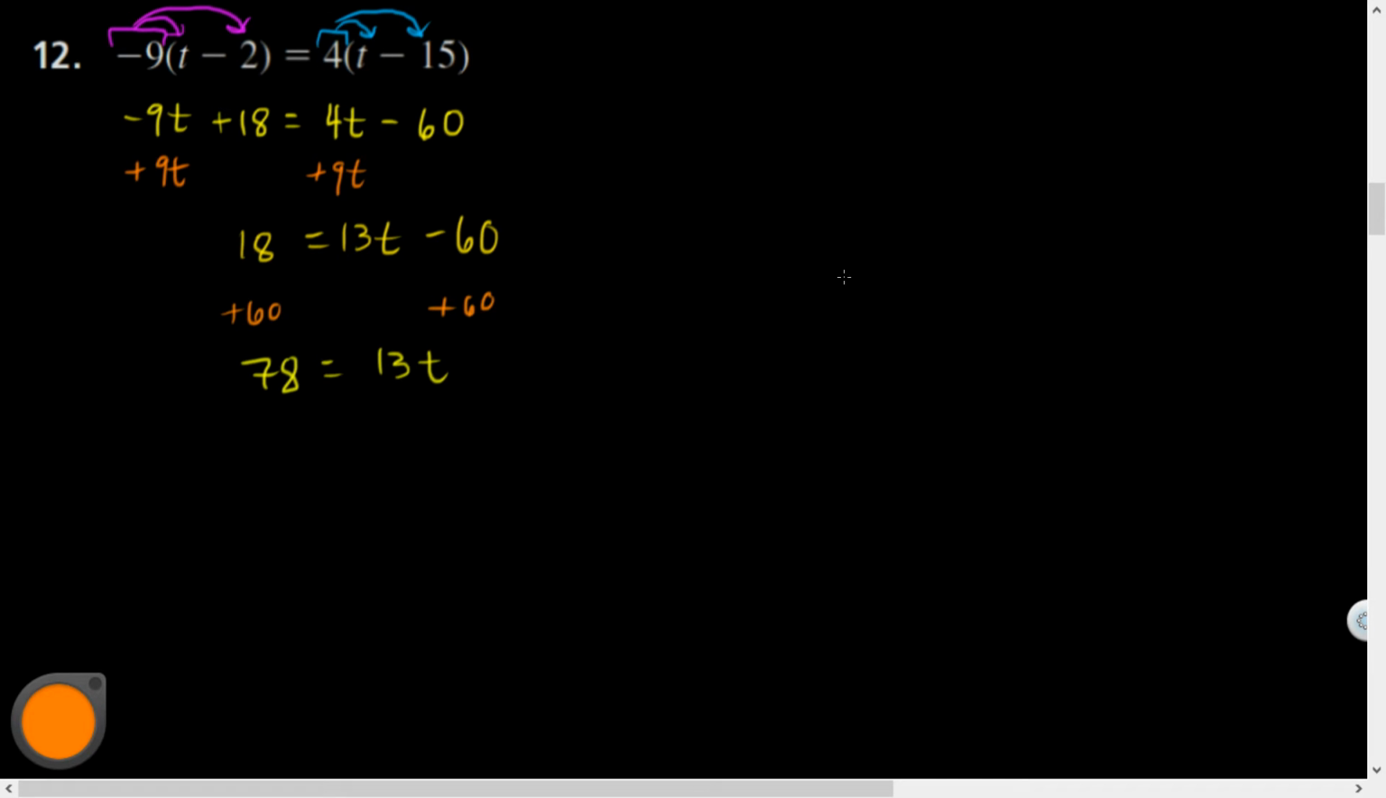And I already heard some of you say division earlier, because division is the inverse operation of multiplication. Let's see, is 78 divisible by 13? It's 6. Yeah, 6 times 10 is 60, plus 6 times 3 is 18. That checks out. 6 equals t, or t equals 6. Box it. I like it.